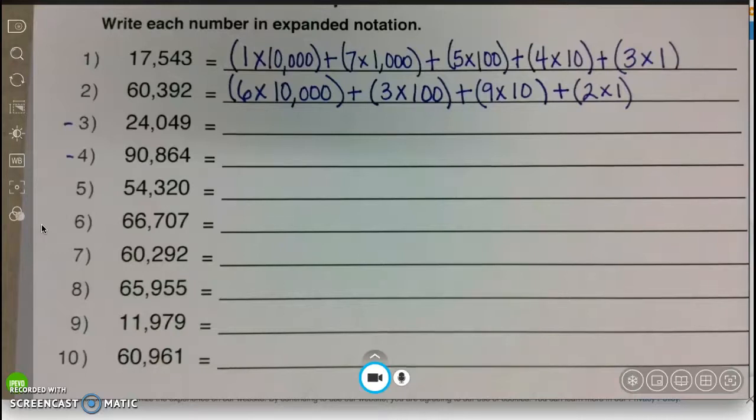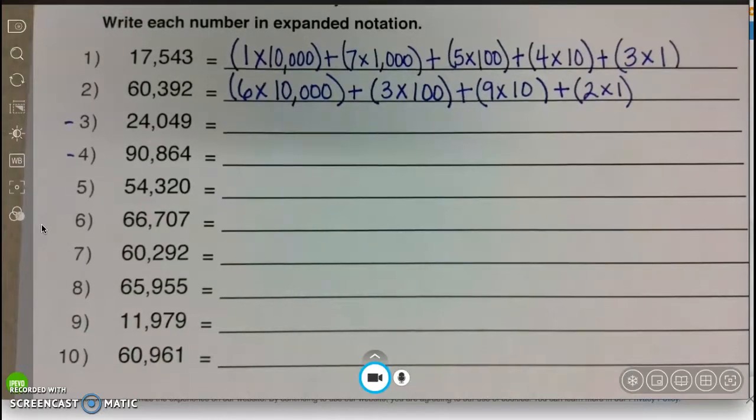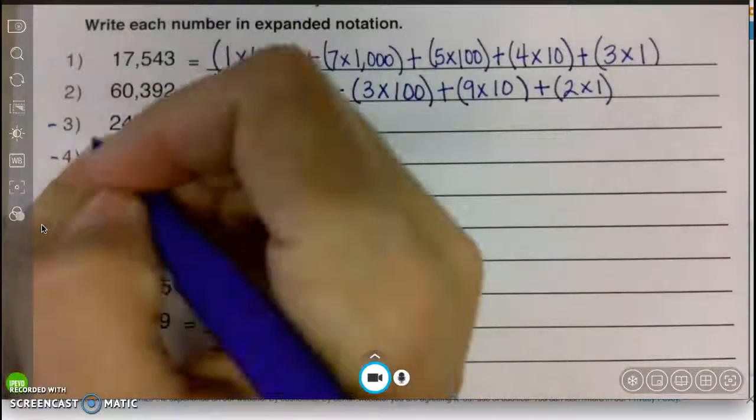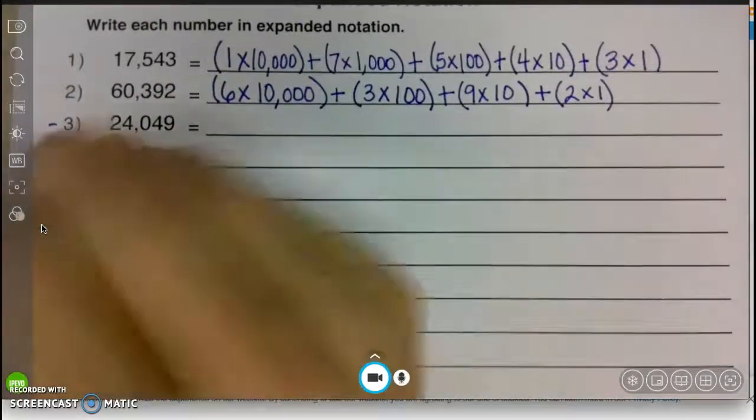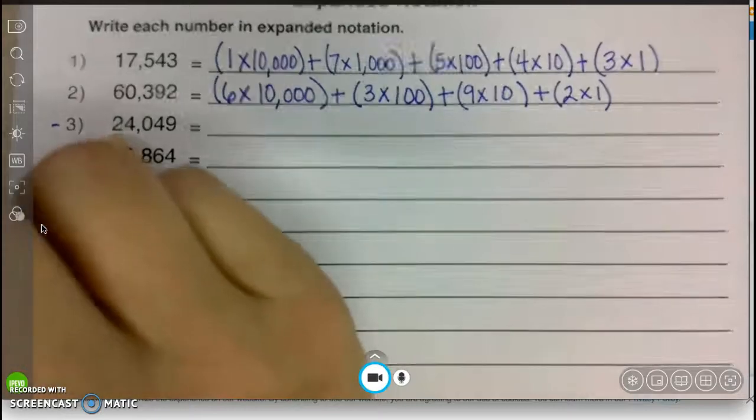Which digit is in the largest place value position? 2.